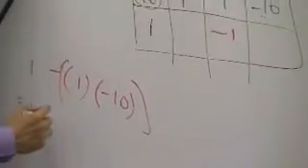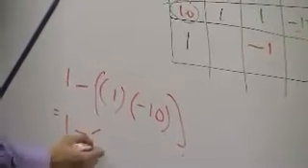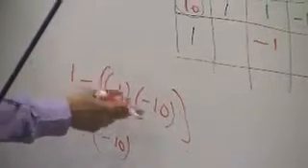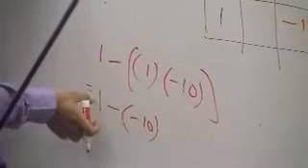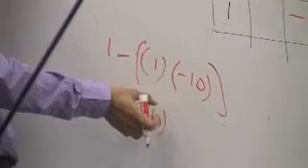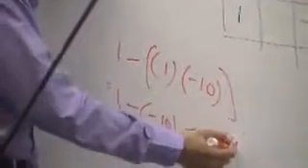So that's 1 minus a negative 10. You said 9 or 11? 1 minus 1 times negative 10. 1 minus negative 10, right? 1 times negative 10 is negative 10. That's what I said. Oh, okay. Then 1 minus negative 10 is 11. 1 plus 10 is 11, right? Okay?